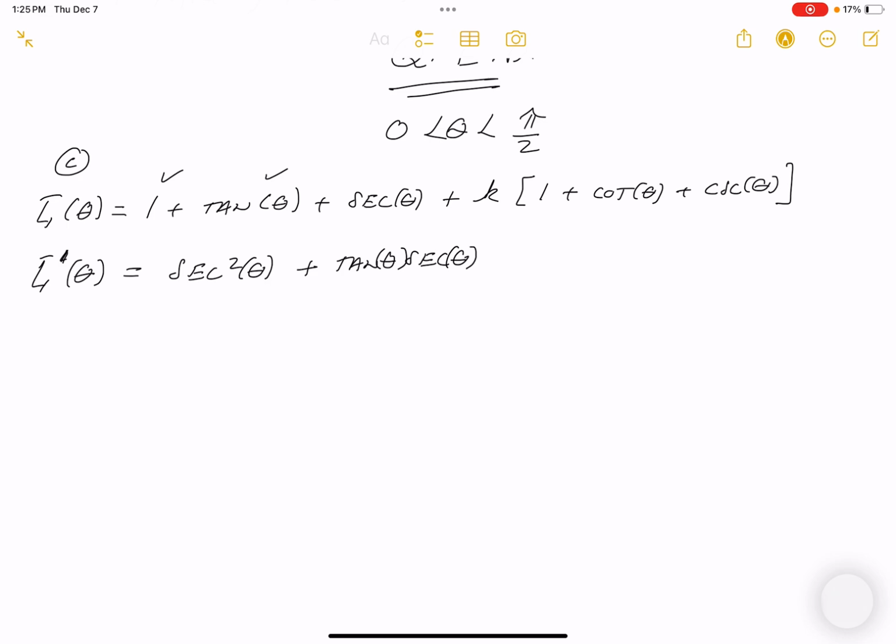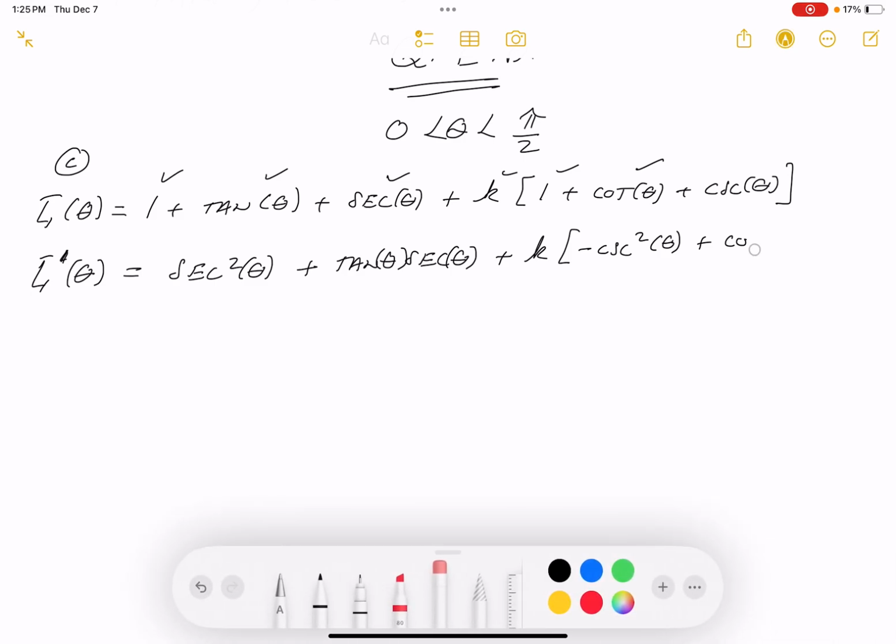All right, plus K. Then you can get the derivative of 1. I did this, by the way. We're doing the K part now. The derivative of 1 is 0. The derivative of cotangent is going to be minus cosecant squared of theta. And the derivative of cosecant is going to be cotangent cosecant. I'm sorry, minus cotangent cosecant. Get my ratio right again. Sorry about that. Minus cotangent theta cosecant.